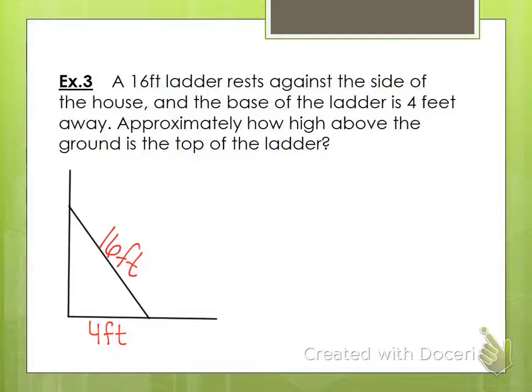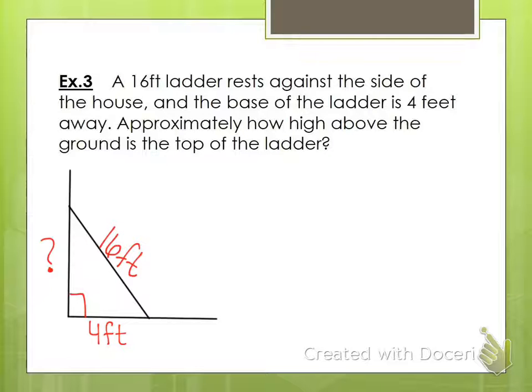Approximately how high above the ground is the top of the ladder? So this distance over here is what we're trying to find. Do we have questions about the setup of this picture at least? Okay, now we are going under the assumption that you had a licensed contractor build your house. So we would assume that this angle down here that the house makes with the ground is a 90-degree angle.